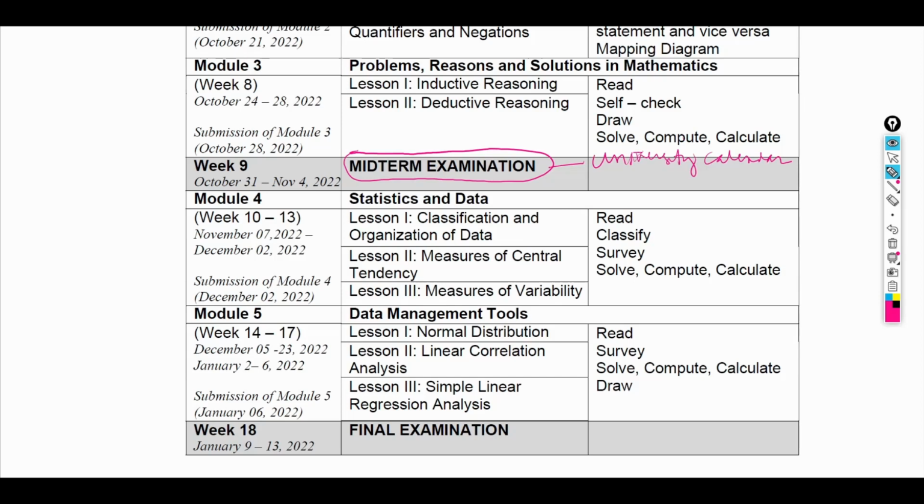And then module 4 will spend another 4 weeks, from November 7 to December 2. That will comprise 3 lessons: lesson 1, 2, and 3, which are classification and organization of data, measures of central tendency, and measures of variability. You are expected to read, classify, survey, solve, compute, and calculate. Take note again that the deadline for Module 4 will be December 2, 2022.